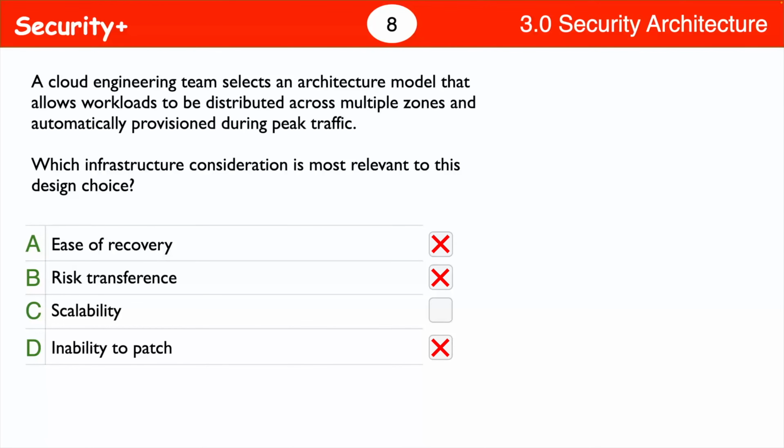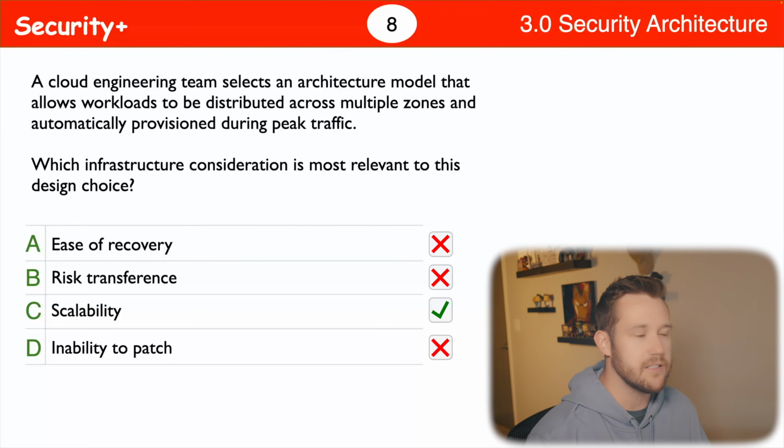And that leaves us with the answer, which is C, scalability, which is a word that you'll hear a lot in the IT world. But scalability is the system's ability to automatically expand or reduce resources in response to varying workloads, making it essential for handling peak traffic efficiently.